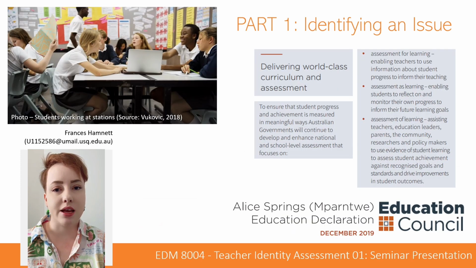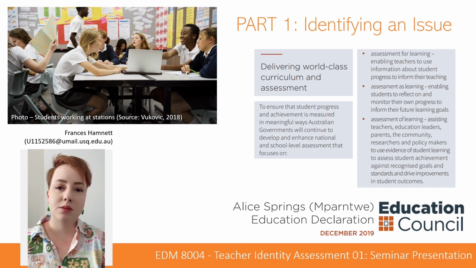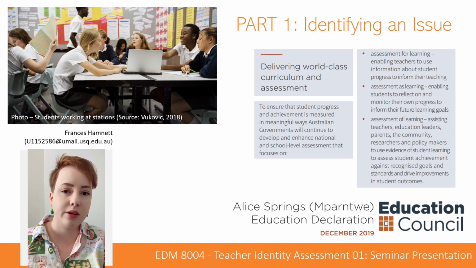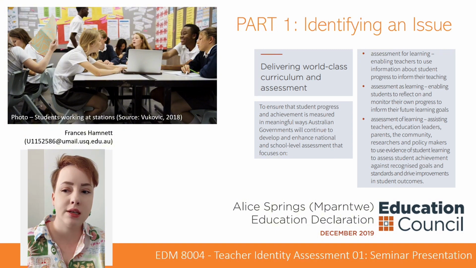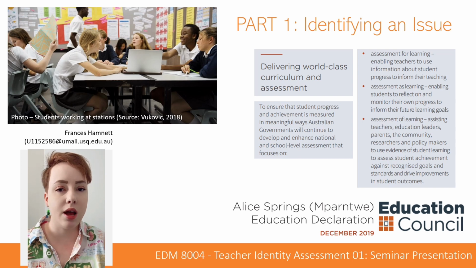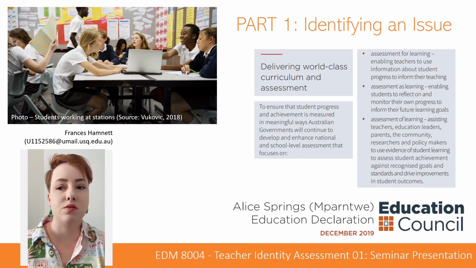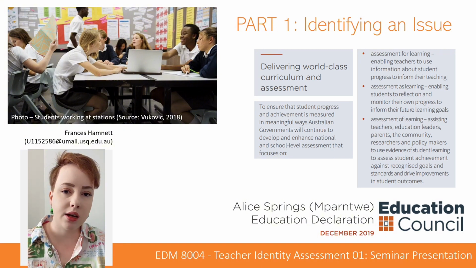Referring to the Alice Springs Education Declaration, there are 3 purposes for conducting assessment: for learning, as learning, and of learning. Assessment for learning enables teachers to use information about student progress to inform their teaching, while assessment as learning allows for students to reflect on and monitor their own progress and inform their future learning goals. Diagnostic and formative assessment tasks can be utilised for both purposes. Assessment of learning is to assess students' achievements against recognised goals and standards. This usually occurs at the end of a learning sequence in the form of a formal, summative assessment task.